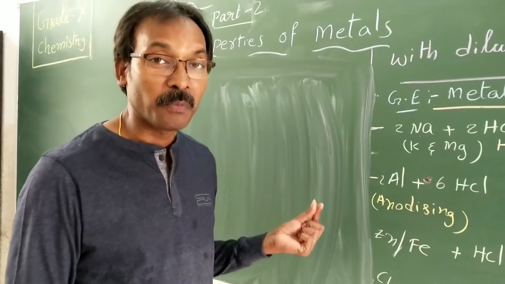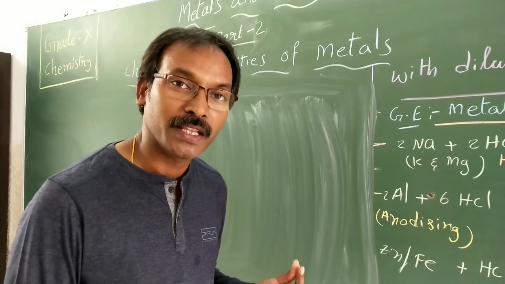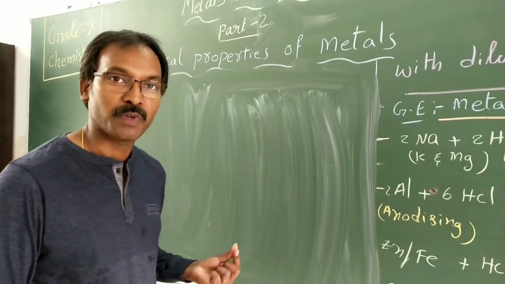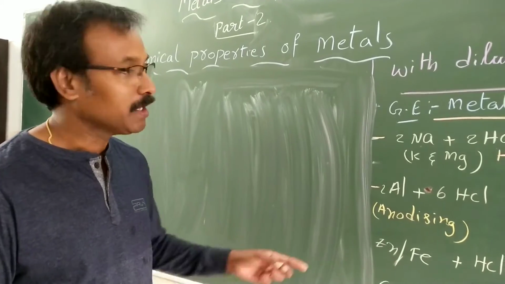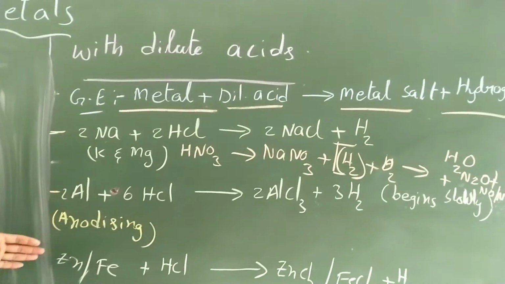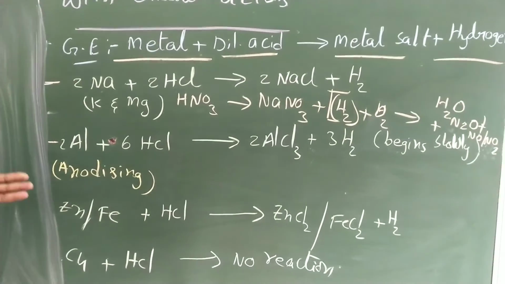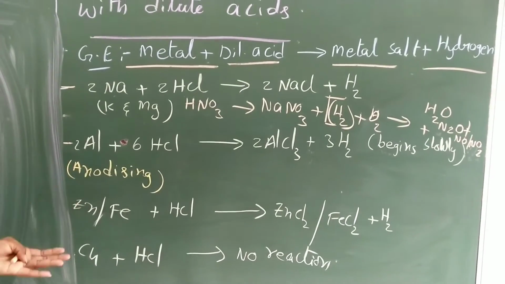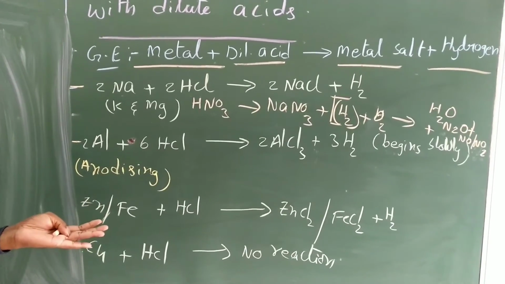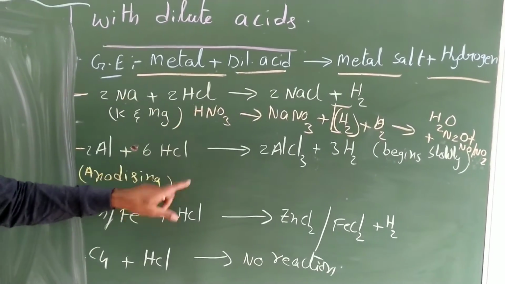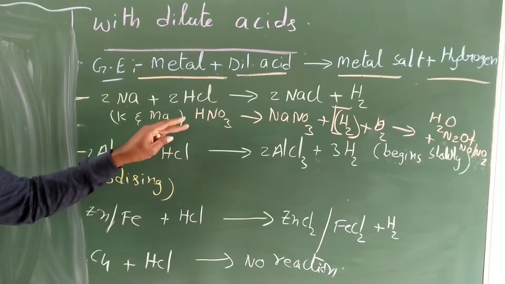So we have to be more cautious when we are doing reactions in the classroom or in the laboratory. When we take all the metals, we understood the reaction with the dilute acids. But what about silver, gold and copper? They do not react at all. So with hydrochloric acid, similarly with sulfuric acid, it is happening.